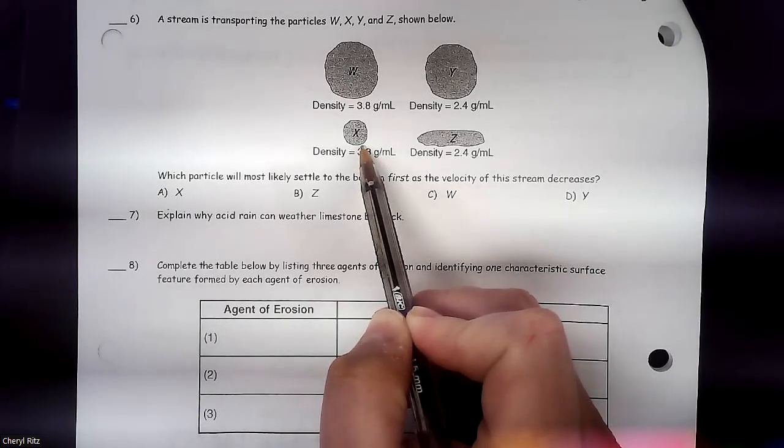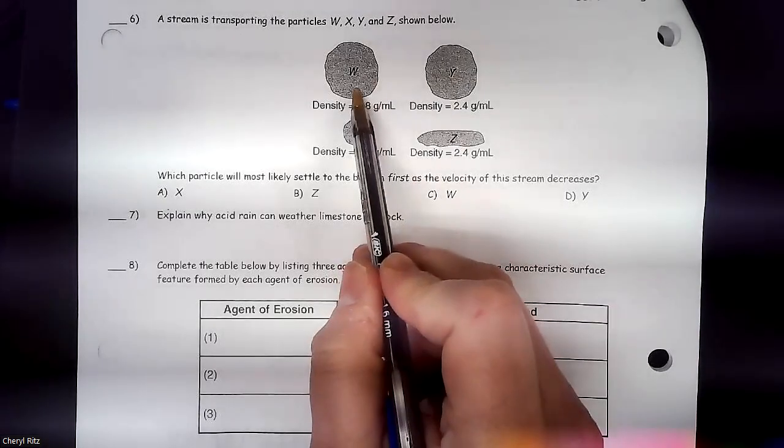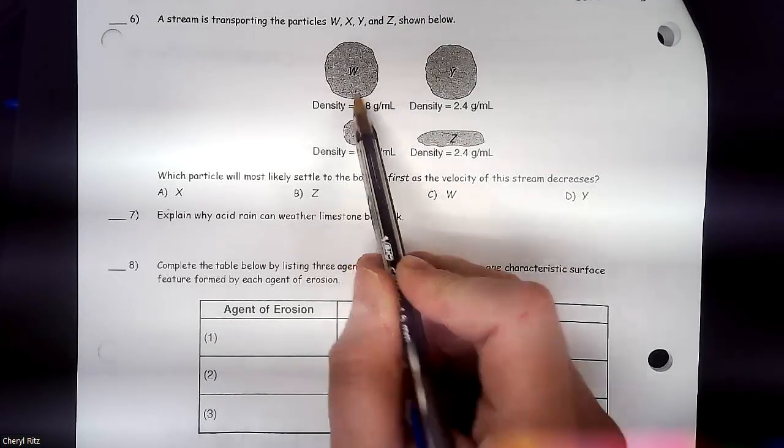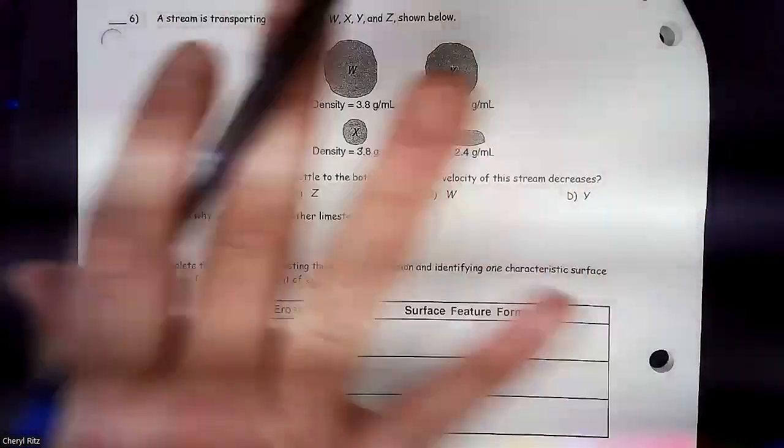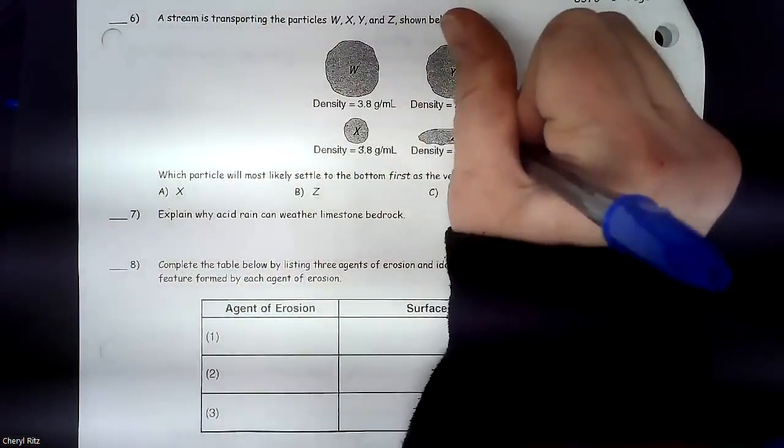What else did we pick? W. Did anybody else pick any other letters? Did you pick Z? Why not Z? And what happens with flat? They settle to the bottom like this. So this one's going to be really slow.